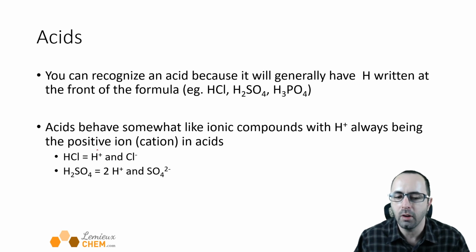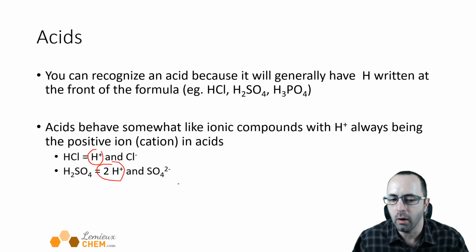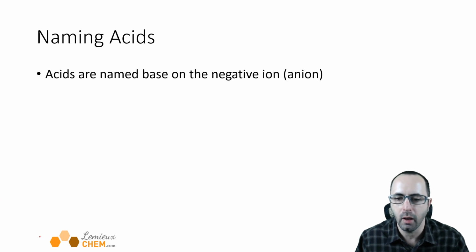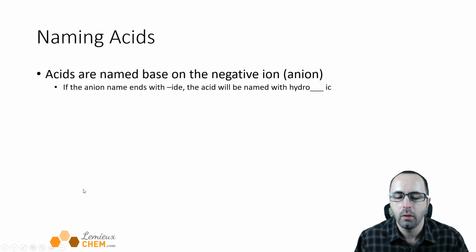The positive ion for acids is always the H plus ion. And the negative ion varies. So for that reason, acids will be named based on their negative ion, or their anion, because the positive ion is always the same. So acids are always named based on their anion, the negative ion. So if the anion name ends with ide, the acid name will follow the pattern hydro-ic.